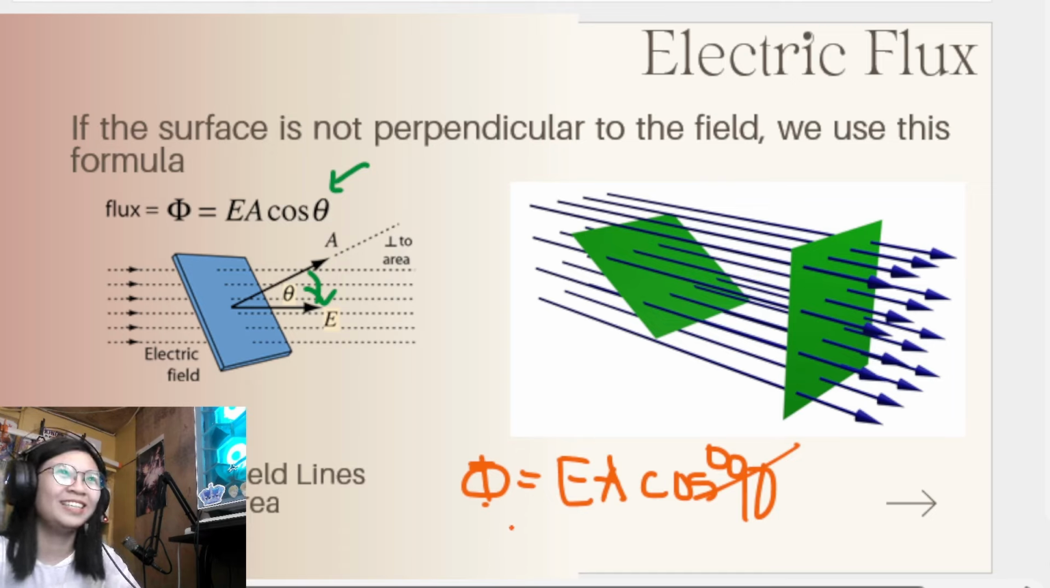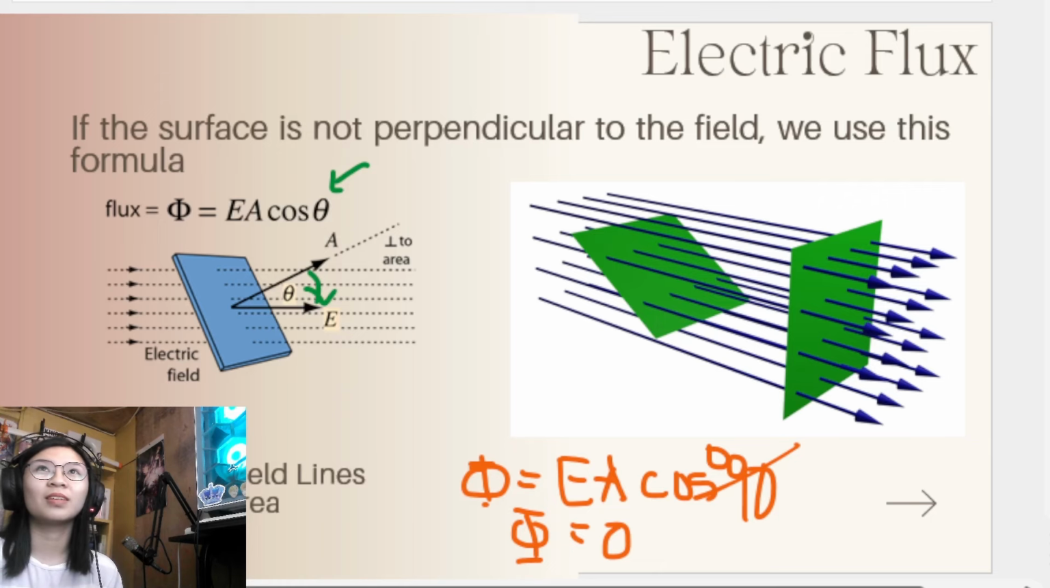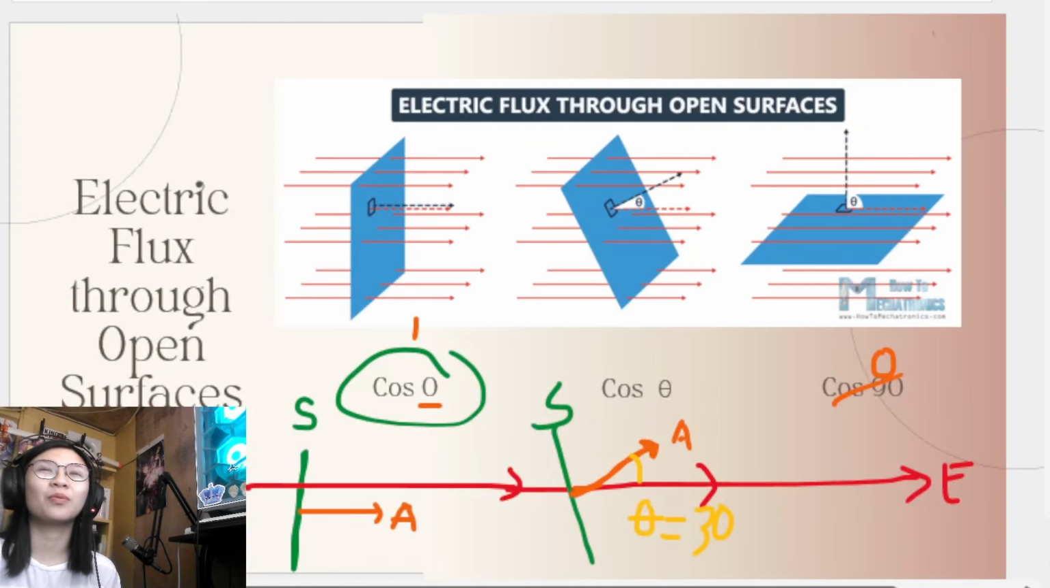Sorry. That will be 0. Therefore, pag 90 degrees na siya, wala na siya electric flux. And as you can see there in the figure, 0 man siya kay wala man nag-penetrate ang imuhang E sa imuhang S or sa imuhang surface. So it will be something like this. This is your S, and your A is perpendicular to your E. Therefore, it is 0. I hope that's clear.